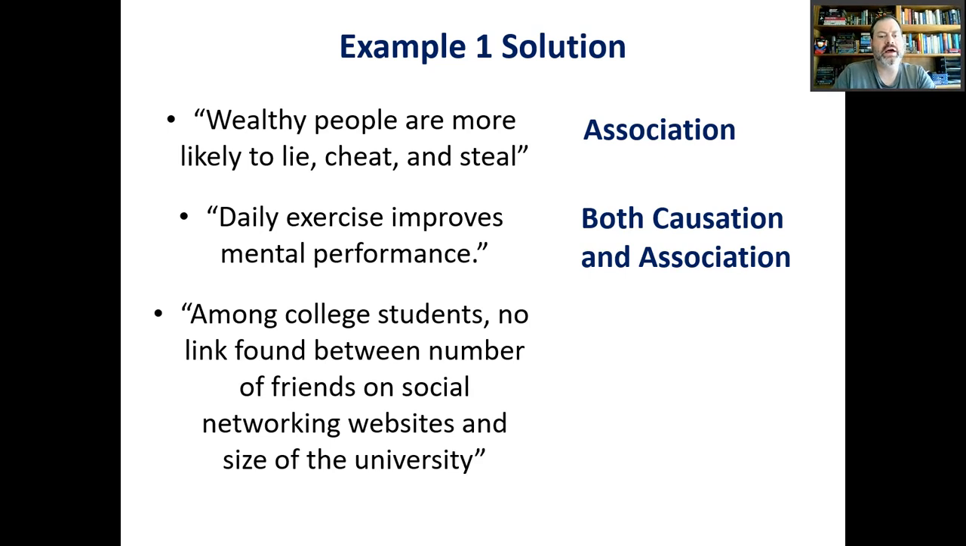What about the last one? Among college students, no link found between number of friends on social networking websites and size of the university. Well, it's saying that there's no link. No link means no association. No association means no causation, so it's neither. This is actually a really important skill to have in a class like this: to be able to read a headline or read the answer to a statistical question and understand whether association, causation, or neither is being implied by the study.